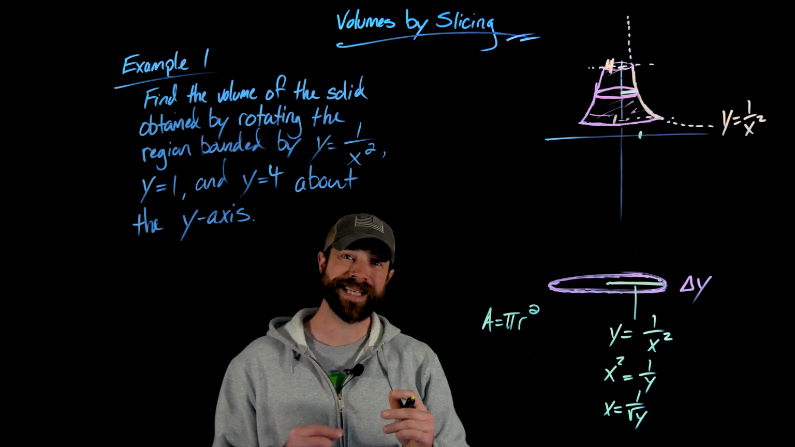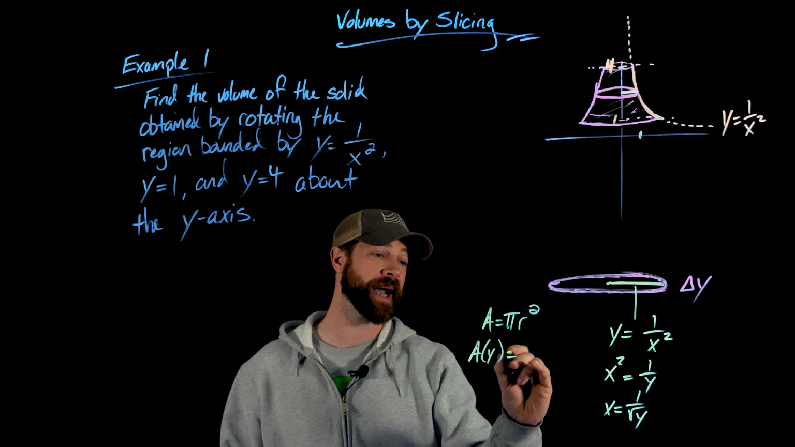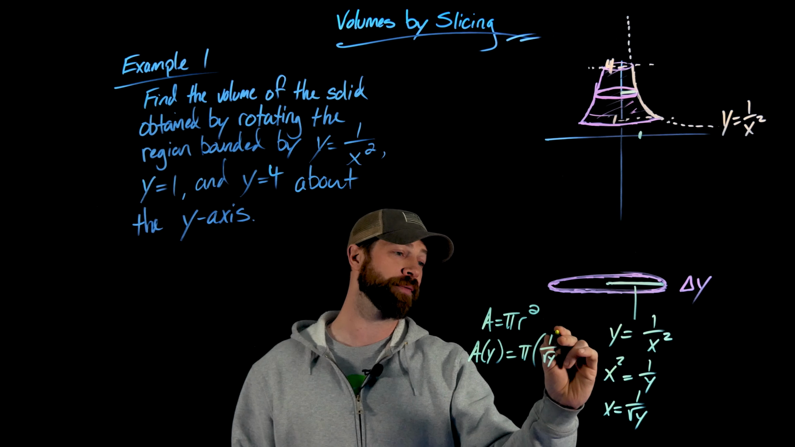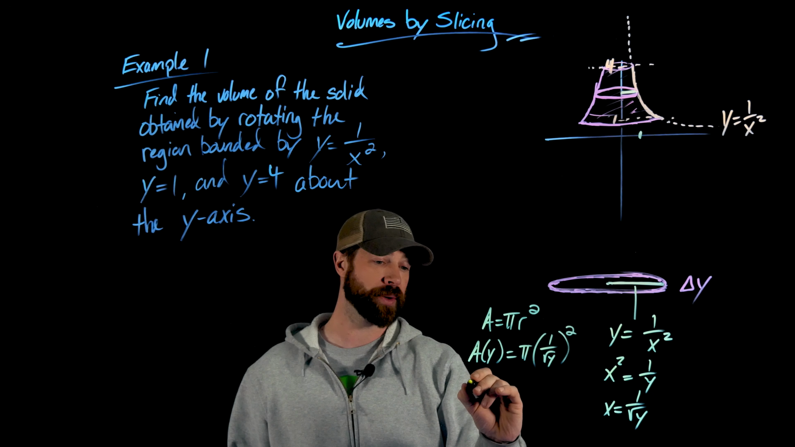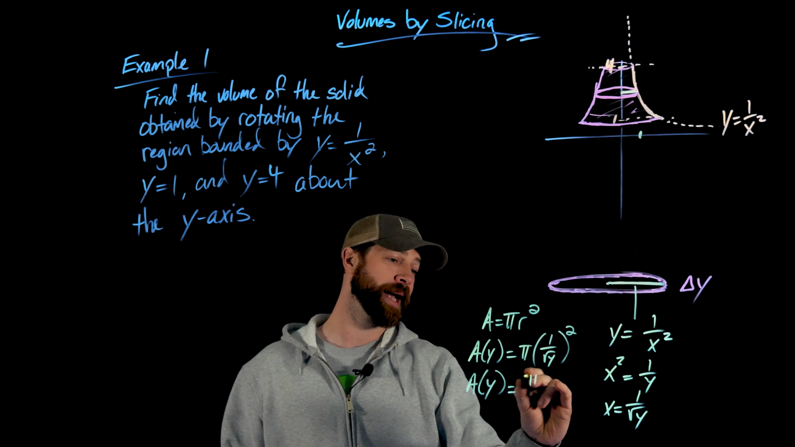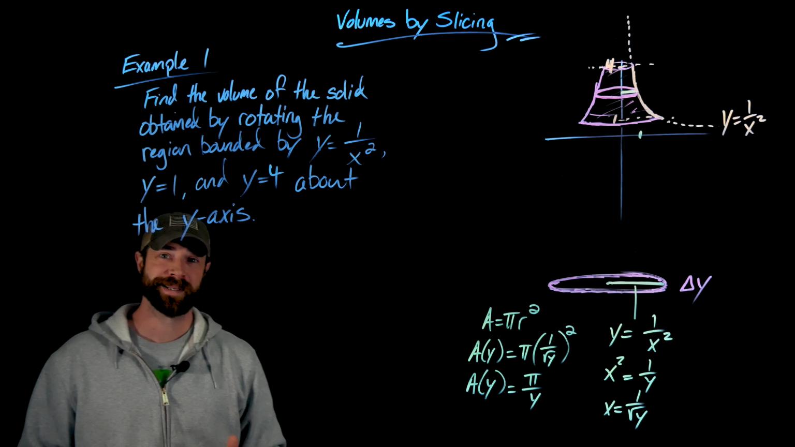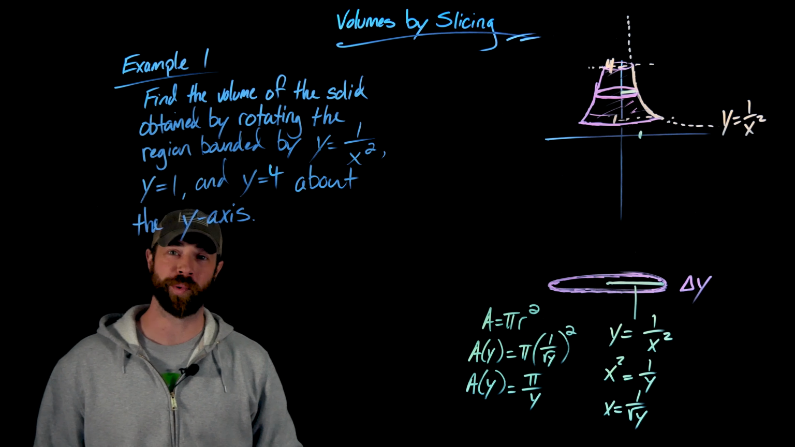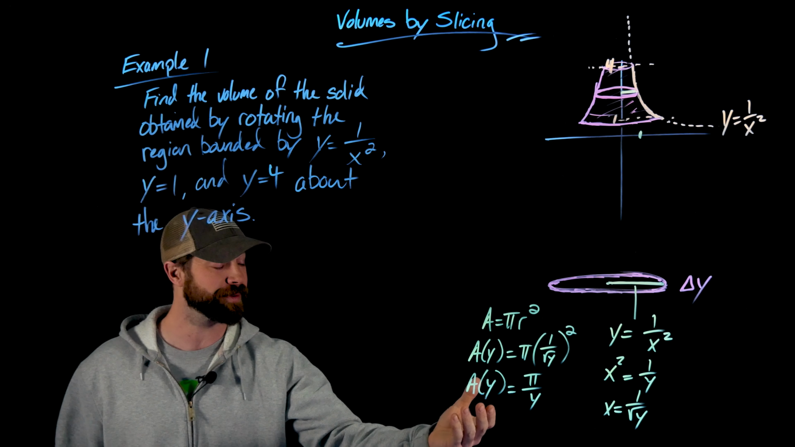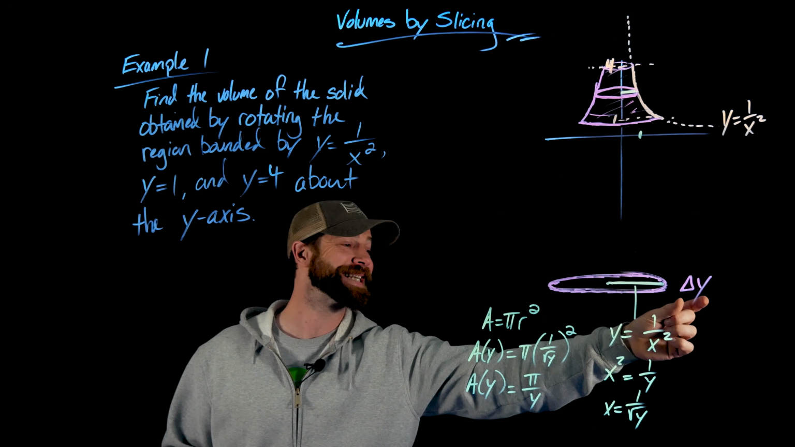So then our cross-sectional areas are described, in this case, in terms of y, as pi r squared, which is pi times 1 over the square root of y, squared. And so our area, in terms of y, would simply be, let's write it as, pi over y. So that really is the majority of the work. Again, what we've done is describe these cross-sectional areas in terms of y, motivated by the fact that our cross sections had a thickness of y.